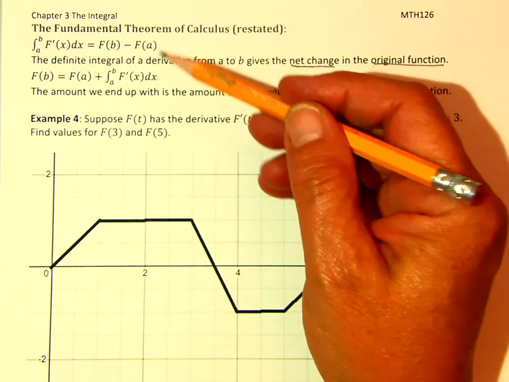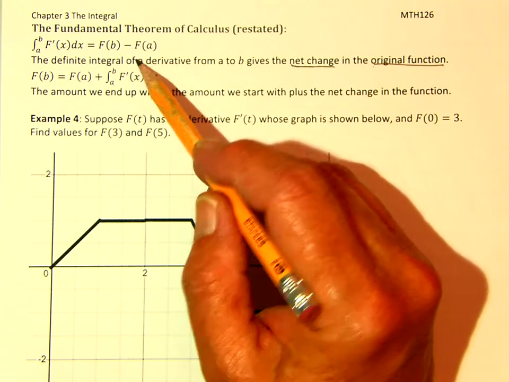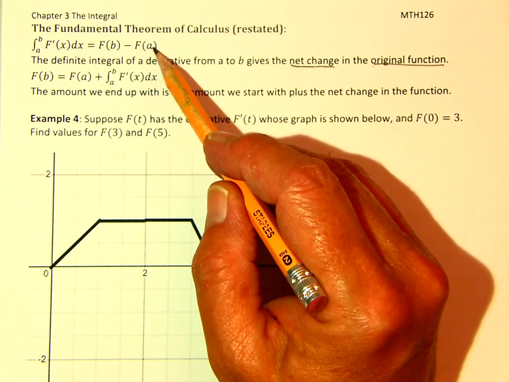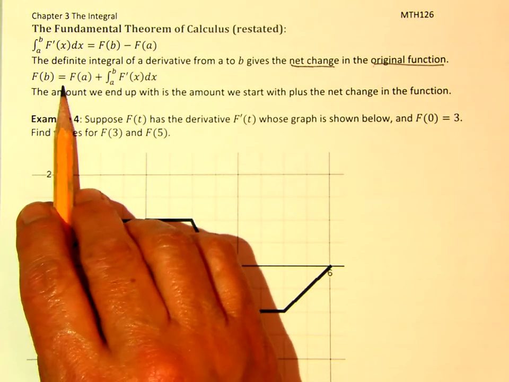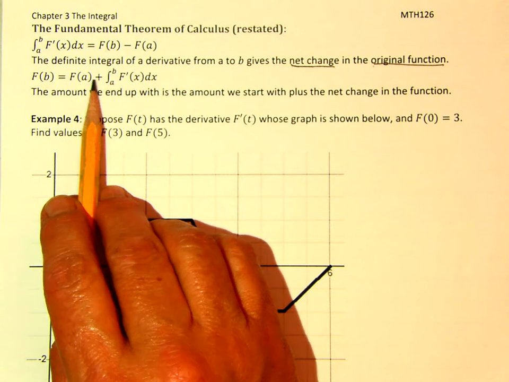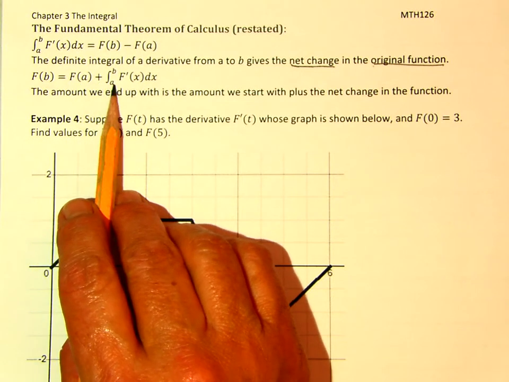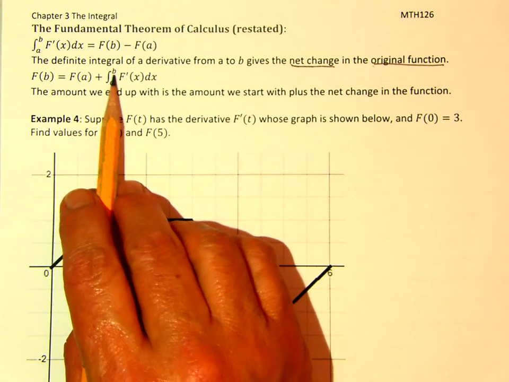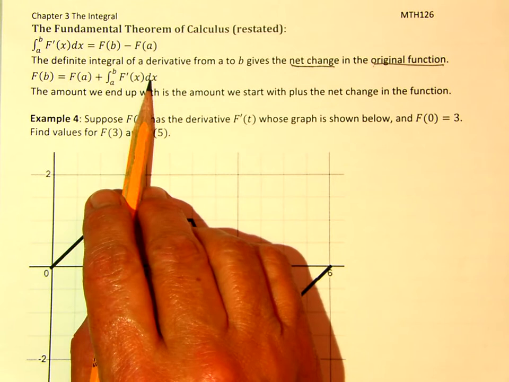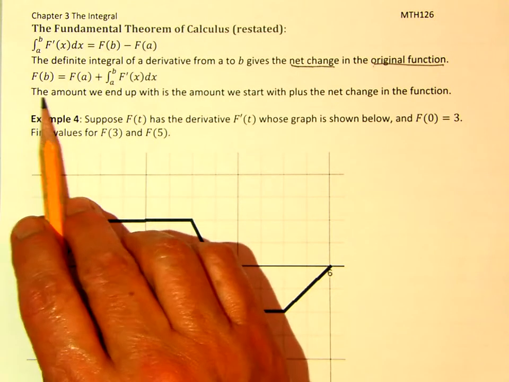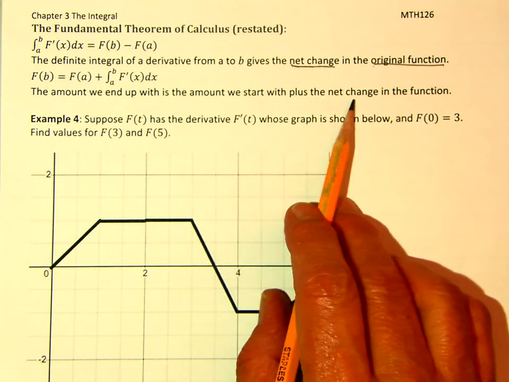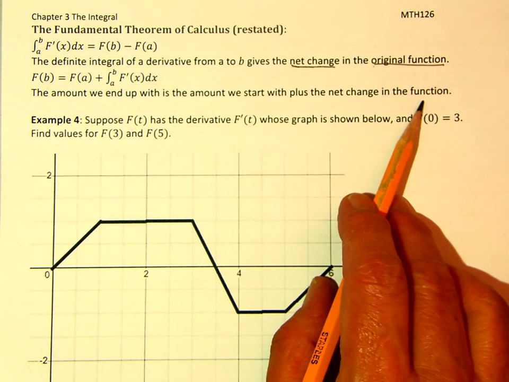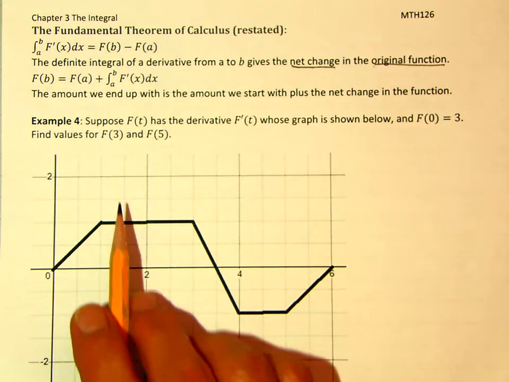Now, to get from here to here, all we've done is add capital F of a to both sides. So, capital F of b equals capital F of a plus the integral from a to b of F prime of x dx. The amount we end up with is the amount we start with plus the net change in the function. Let's do an example.